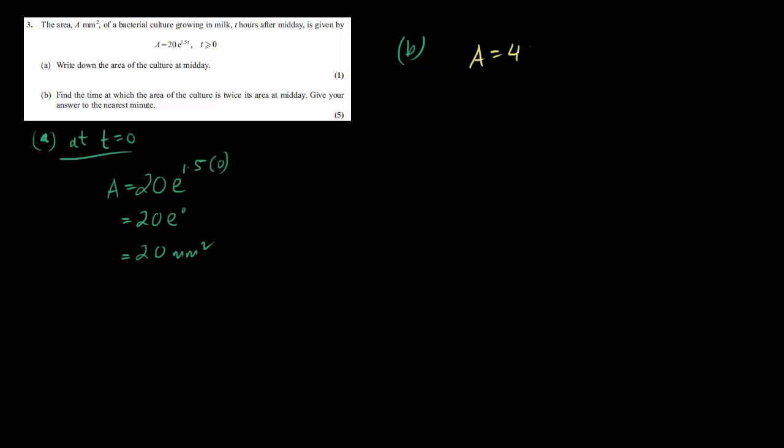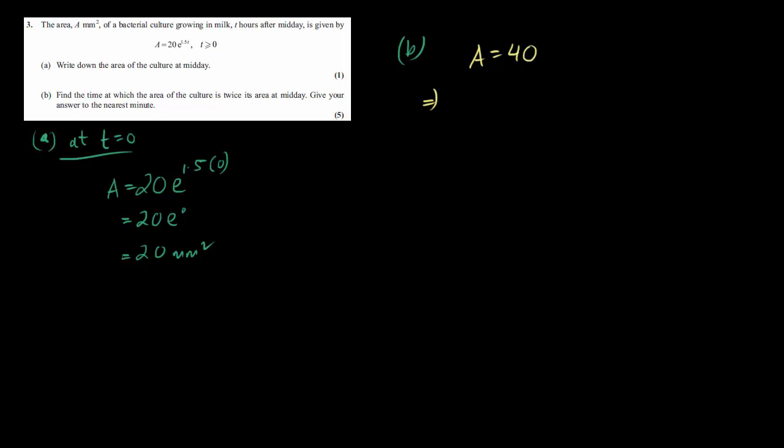So at t equal to 0, A equals 20 e to the power 1.5 into 0, which is 20 e to the power 0, which is 20. So it would be 20 millimeter square. Question number B. Find the time at which the area of the culture is twice its area at midday. So if the area is twice its area at midday, that means area equals 40.